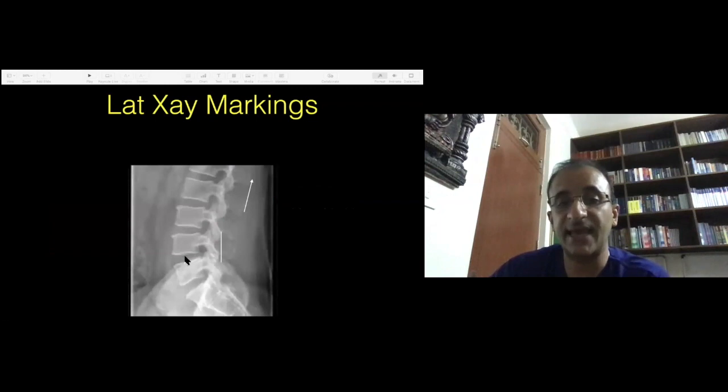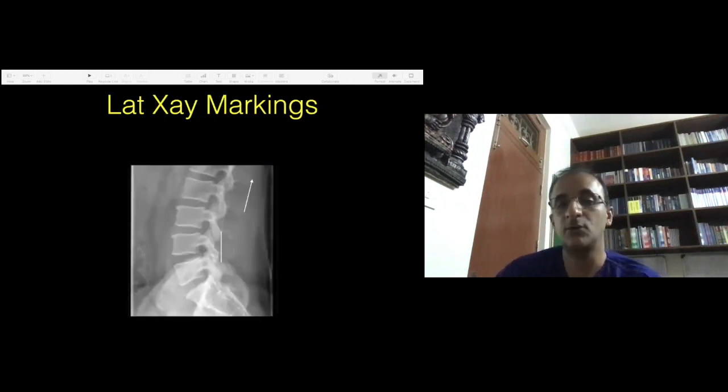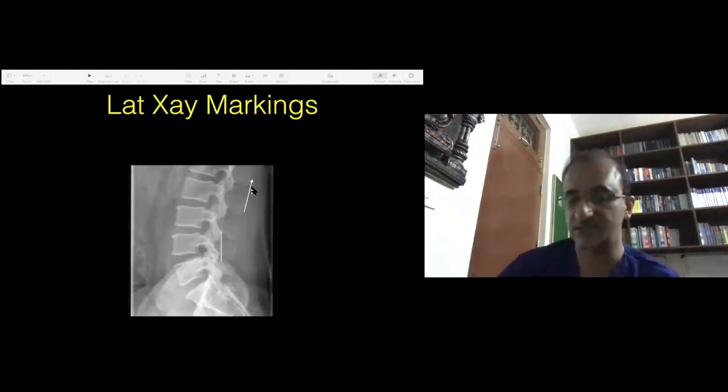If it is L45 or L34 disc herniation, my lateral marking is here. So my K wire would be kept here. Okay. So if I find this on a lateral X-ray showing that it is on the vertebral body, then I'll keep on going up till I find the laminofacet junction here. Higher up, I would just mark the lateral onto the tip of the spinous process. Okay, is that clear?